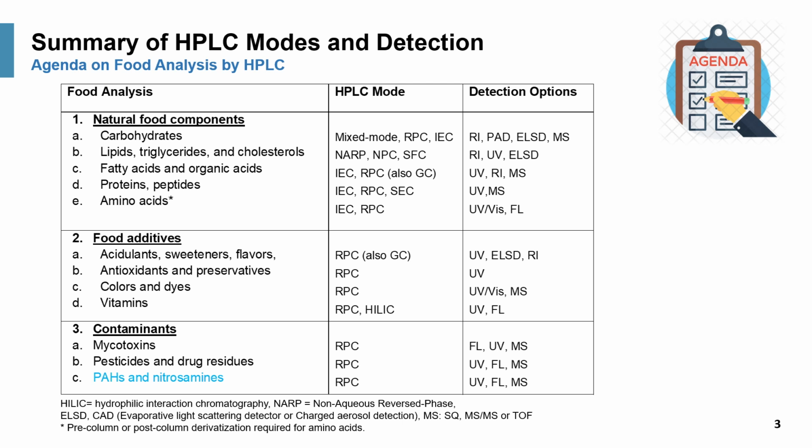Here is a summary of the different HPLC modes and also detection. Some of the acronyms such as HILIC, standing for hydrophilic interaction chromatography, NARP or non-aqueous reversed phase, are shown here, along with some of the detection. So once again, three different categories: natural components, food additives with all the different HPLC mode and detection options, and also contaminants, increasingly being done by triple quad.